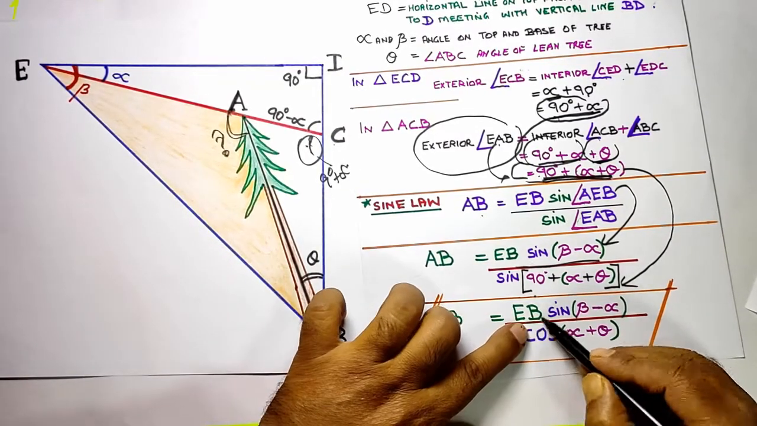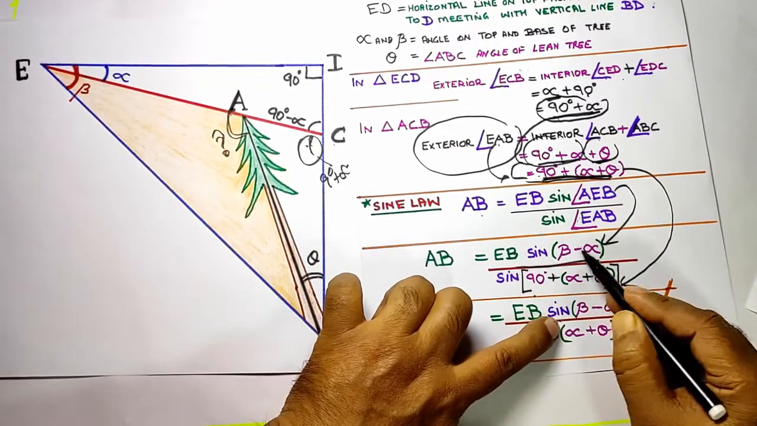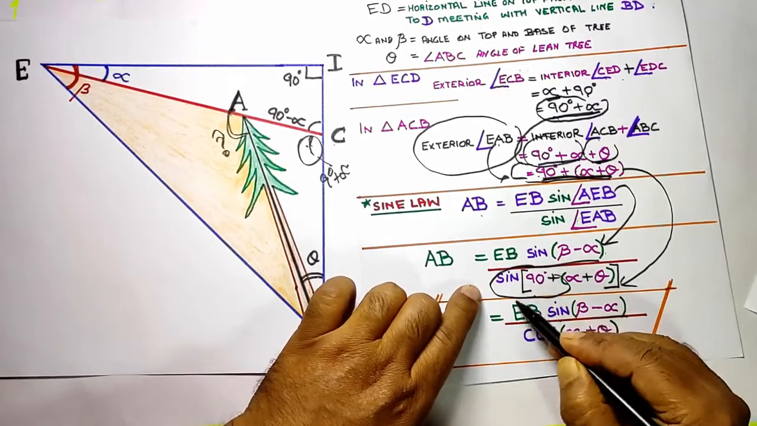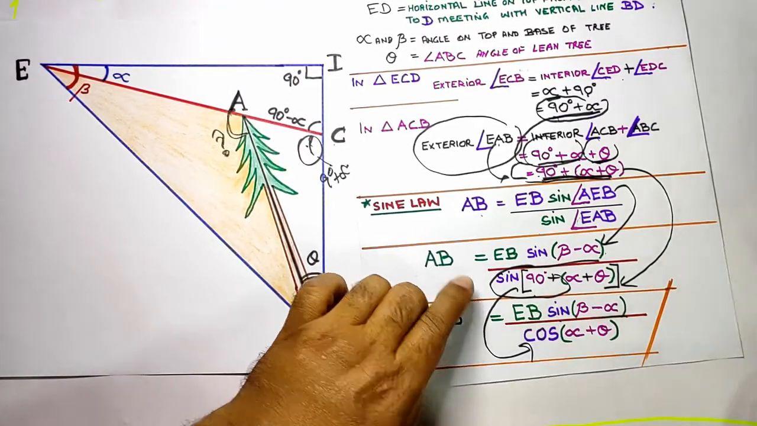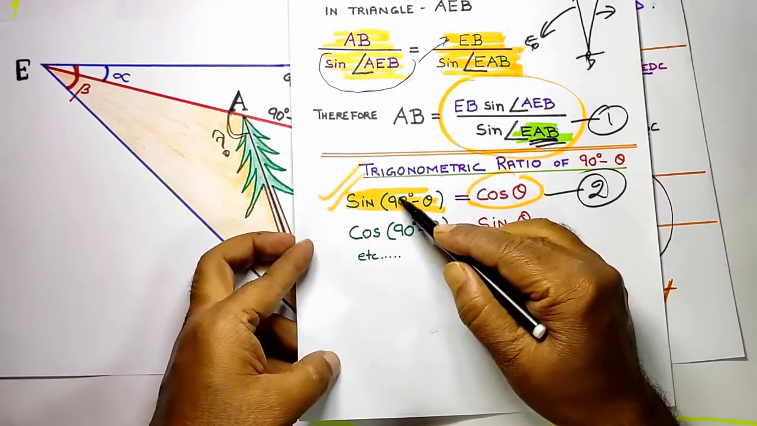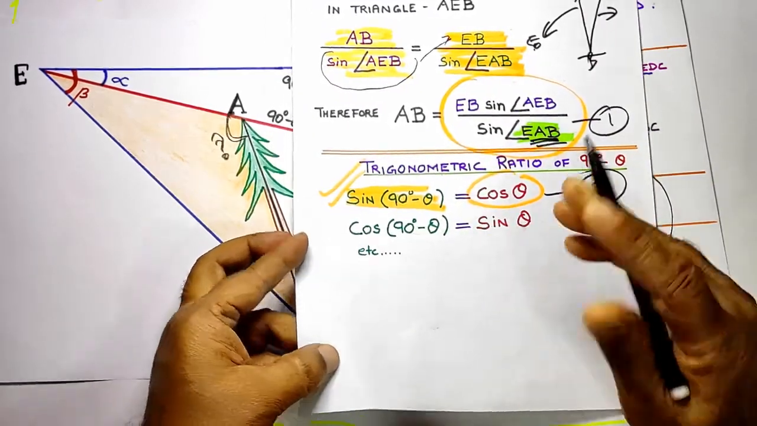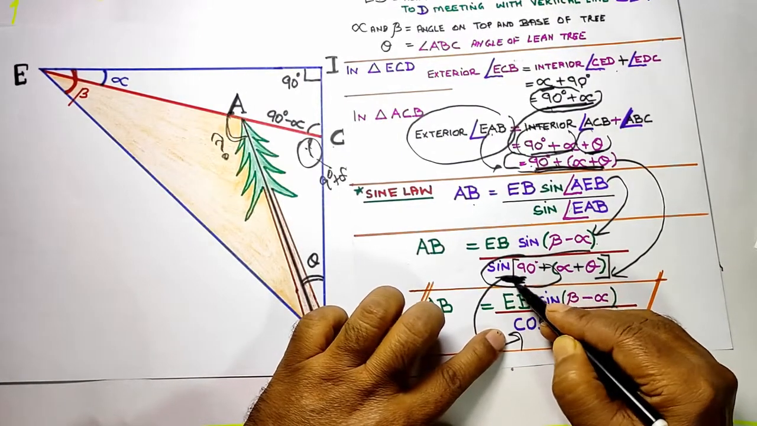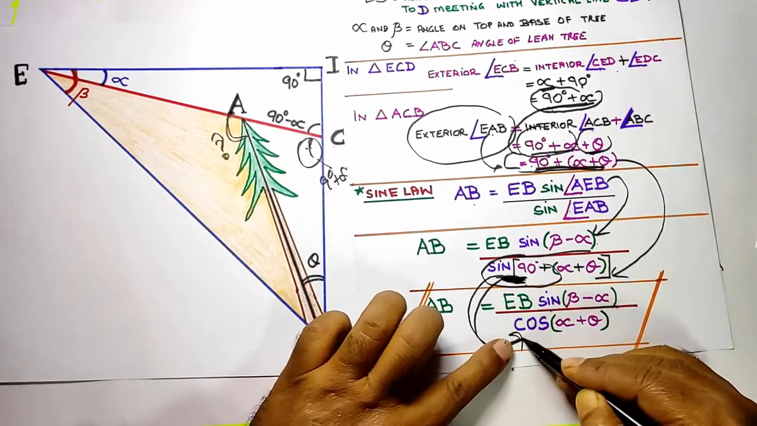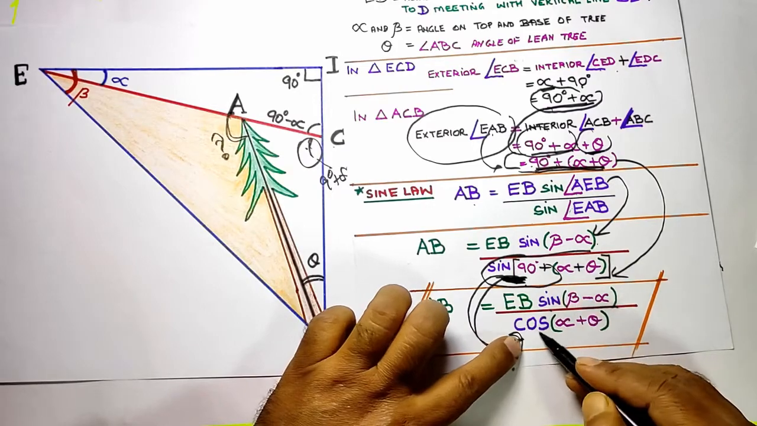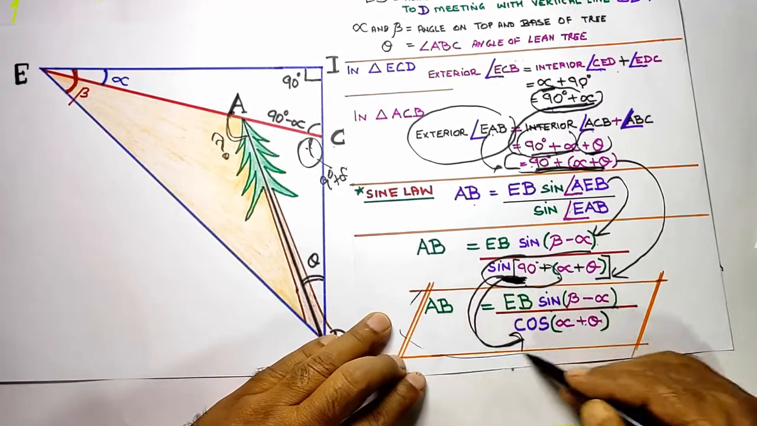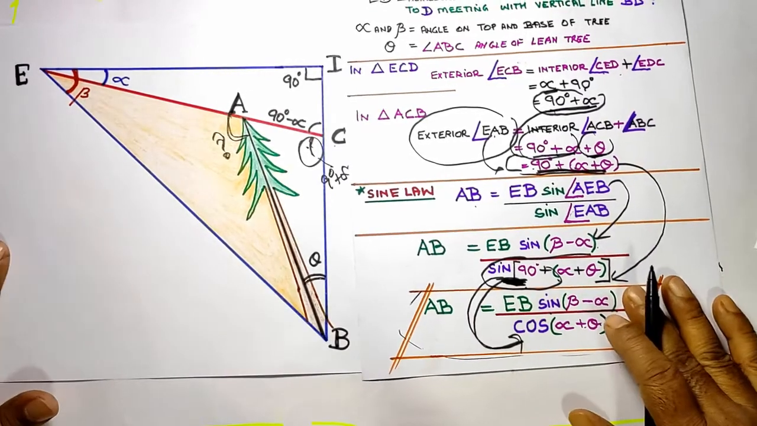Now EB sine beta minus alpha is this one, divided by this, which will become what? Cos. How does it become cos? By a trigonometric ratio: sine 90 minus theta is equal to cos theta. By this trigonometric ratio we have converted this sine of 90 plus alpha plus theta into cos of alpha plus theta. So by this formula, we'll get the height of the tree.